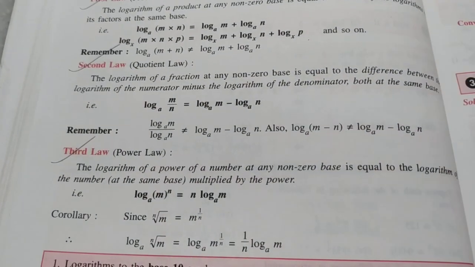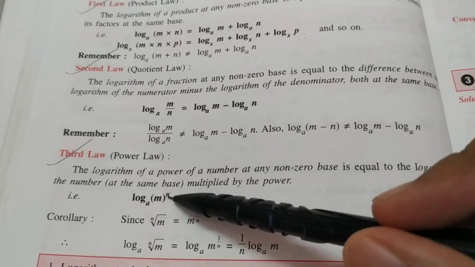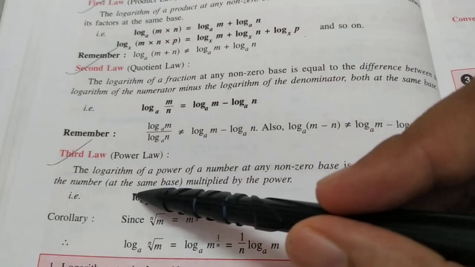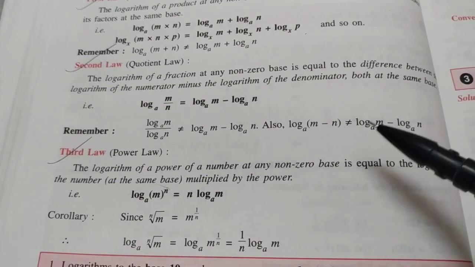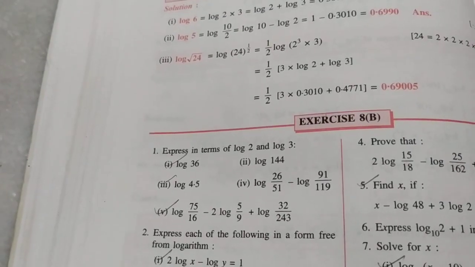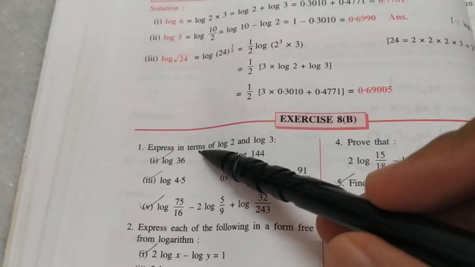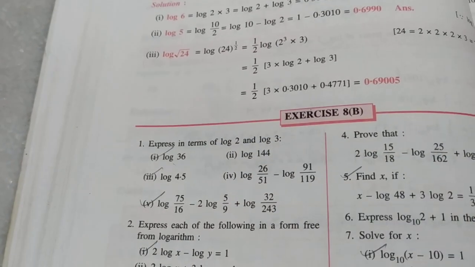And the power law, which states that if there is a power of n, then we can write it as a coefficient before the log. It comes out of the log. For example, look at this sum, 1.1. We have to convert log 36 in terms of log 2 and log 3.